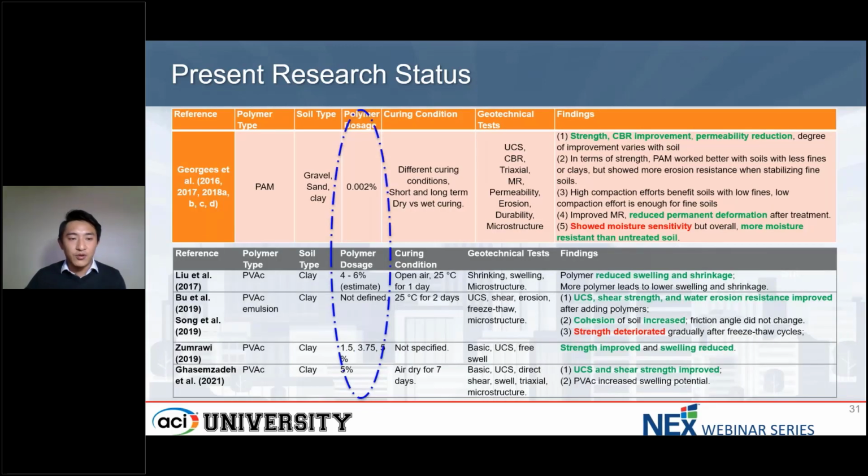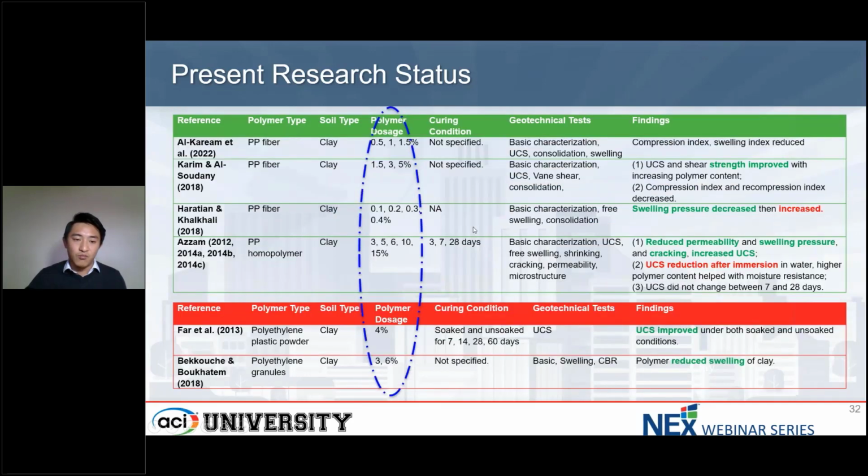Here are a few more tables about the 5 or 6 types of polymers that we covered earlier. You can see that for PAM, they even use 0.002%. And I believe this one is the effective polymer content. That's why it would be beneficial if we convert all these to the effective polymer content, so that we can compare different polymer products. Similarly, we can find the conclusions about the effects of these polymers, as with the other polymer products. And here are 2 more slides about polypropylene fibers and polyethylene fibers.